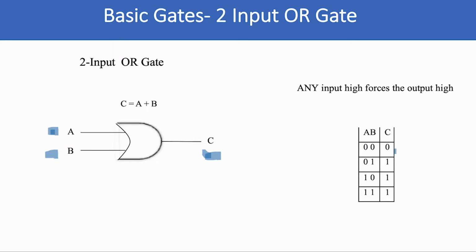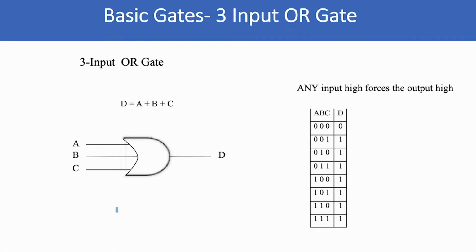Whenever A and B are both 0, the output is a 0. When either A or B is a 1, the output is a 1. Here we have B as a 1, so the output's a 1. Here we have A as a 1, so the output's a 1. And here both A and B are a 1, so the output's a 1. So this is the Boolean expression again, and this is a two-input OR gate.